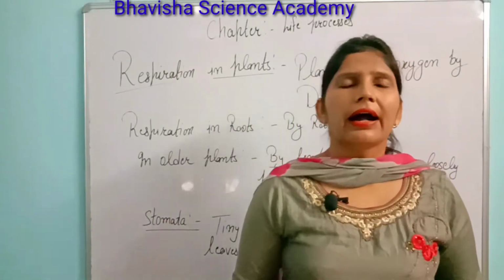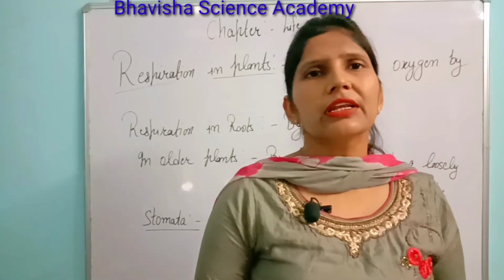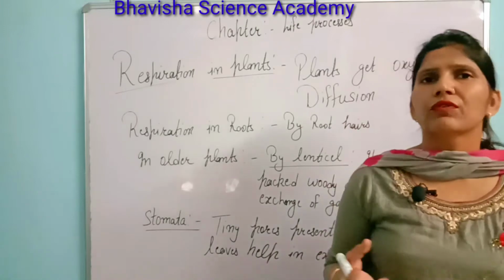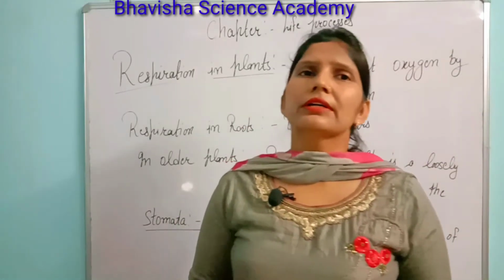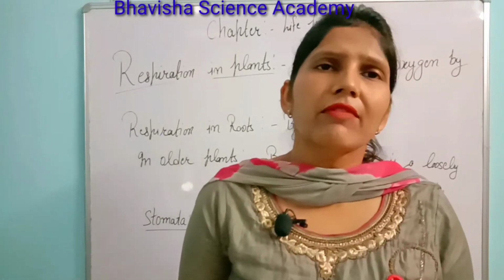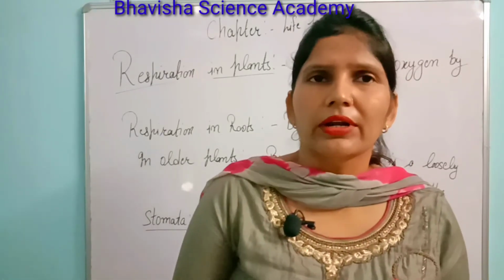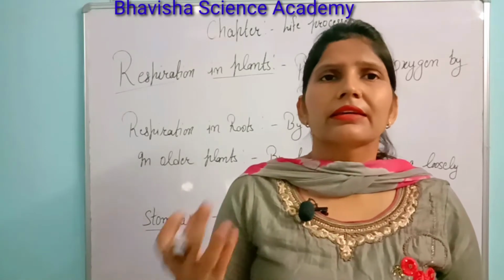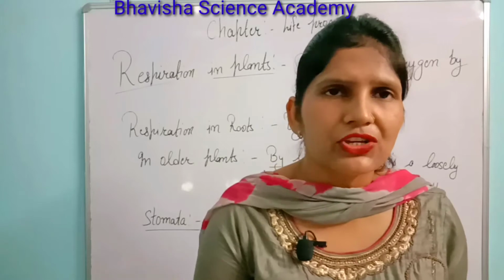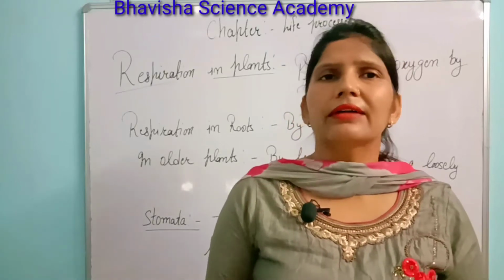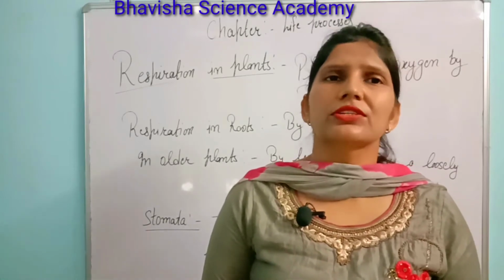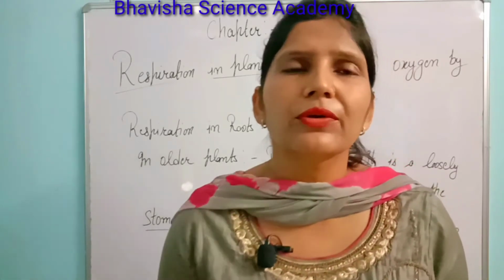Now I am talking about respiration in plants. Plants also need oxygen. They take in carbon dioxide for the preparation of food and give out oxygen as a byproduct that we can use for the process of breathing or respiration. In the same way, plants also need oxygen. They take the oxygen by the process of diffusion.